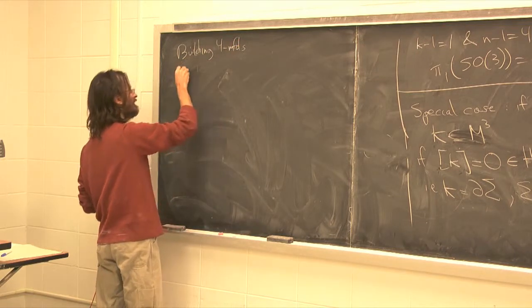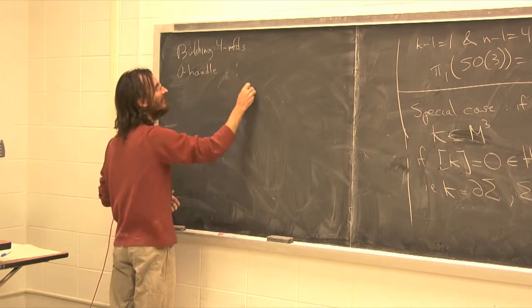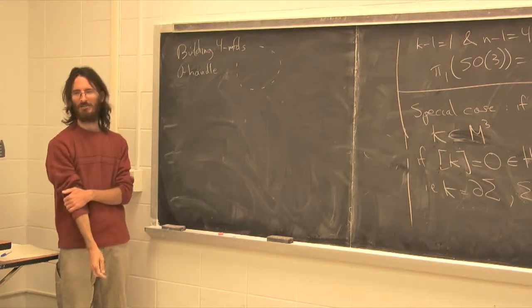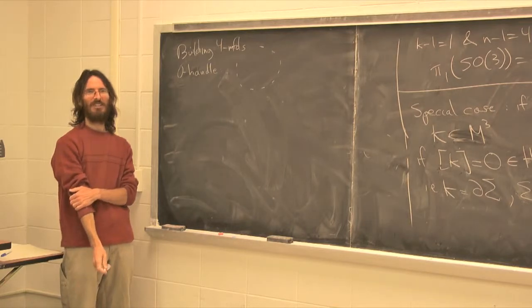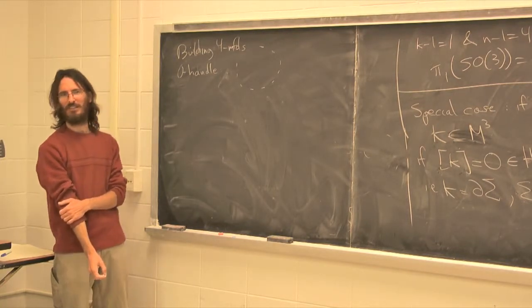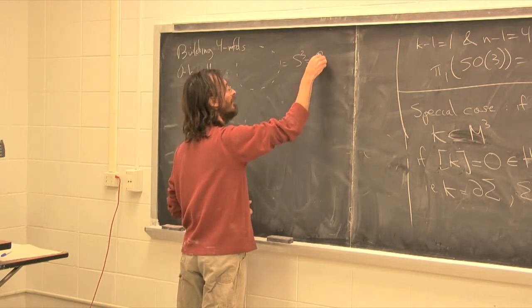Okay, so remember the 0-handle, you don't draw anything. Empty space is the boundary. Empty space is R^3, which is R^3 union infinity, which is S^3, which is the boundary of the 0-handle.